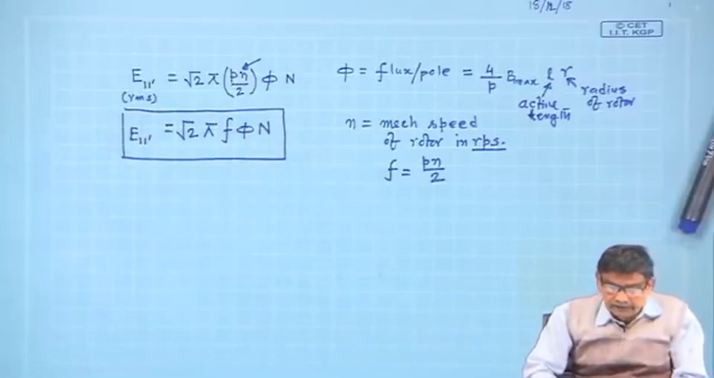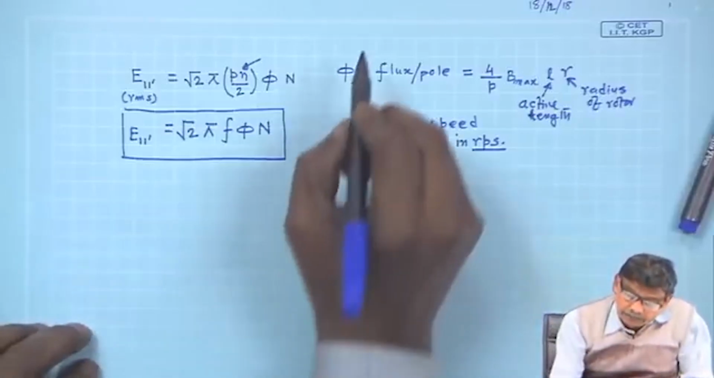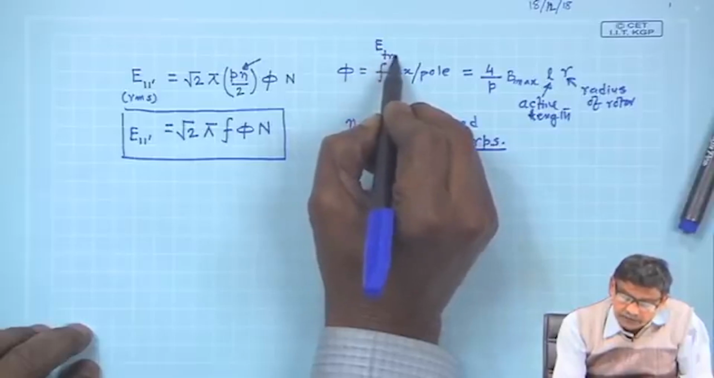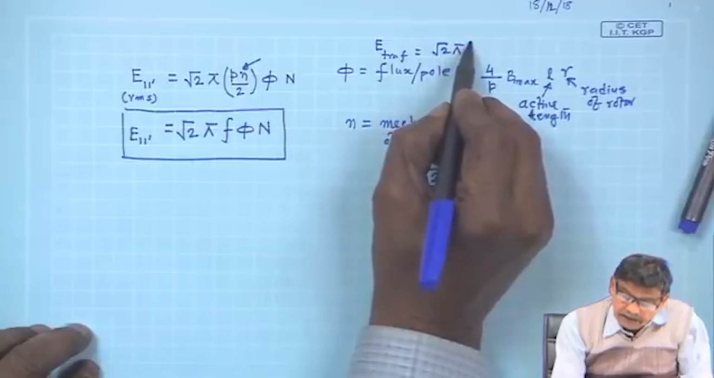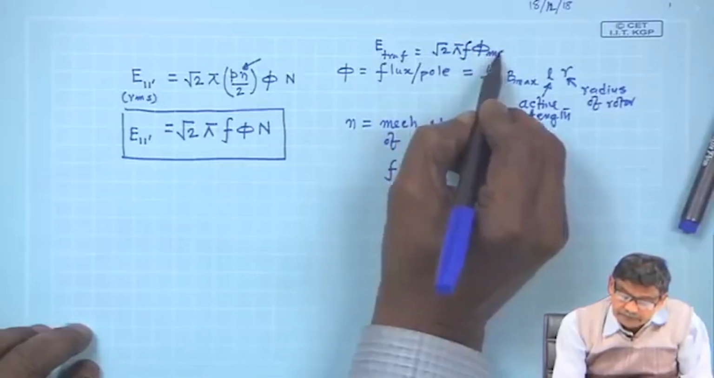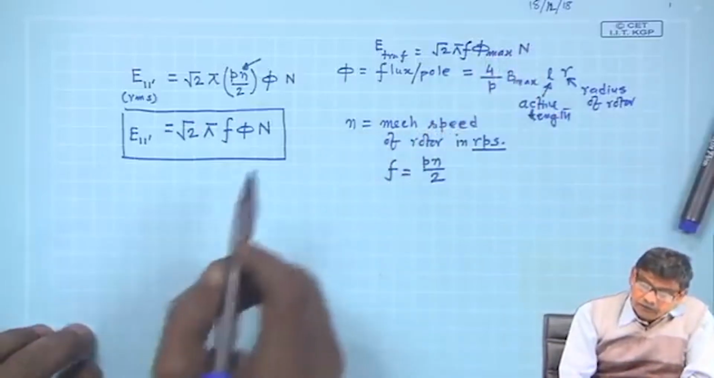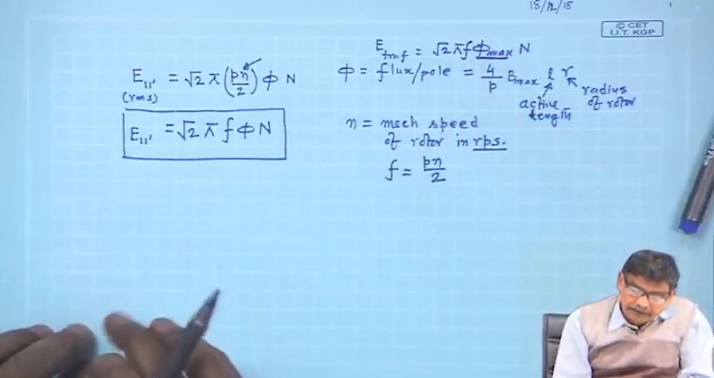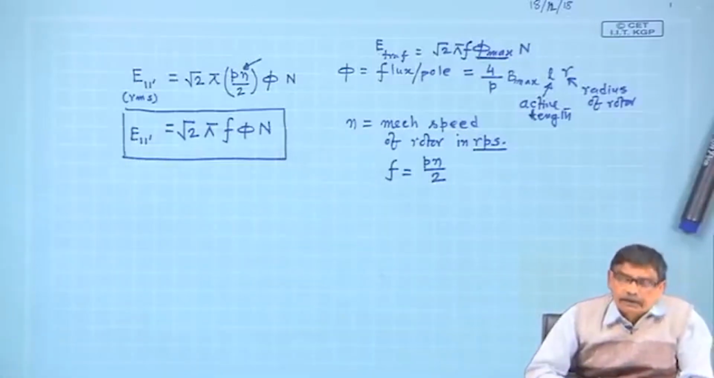This equation is similar to that of a transformer, but remember the RMS voltage in a transformer is root 2 pi f phi max into n. So, it is phi max there, but it is phi here, for different reasons. So, it is easy to remember the formula.